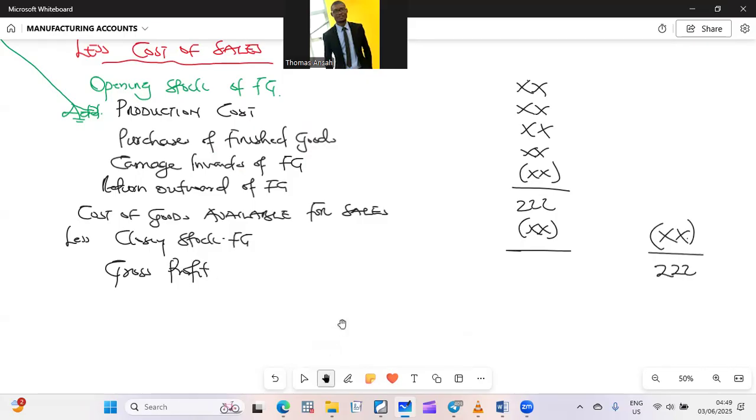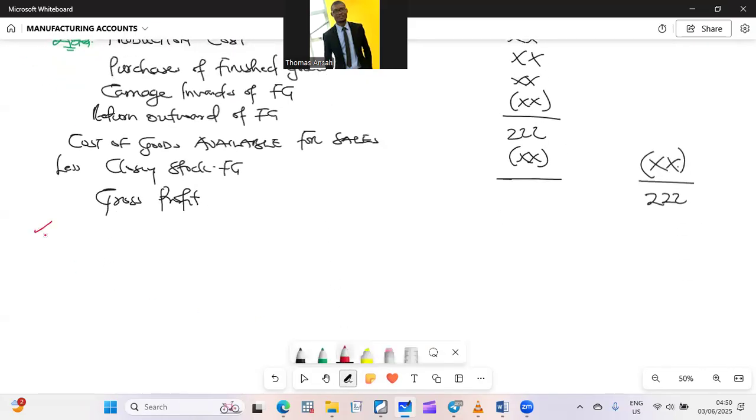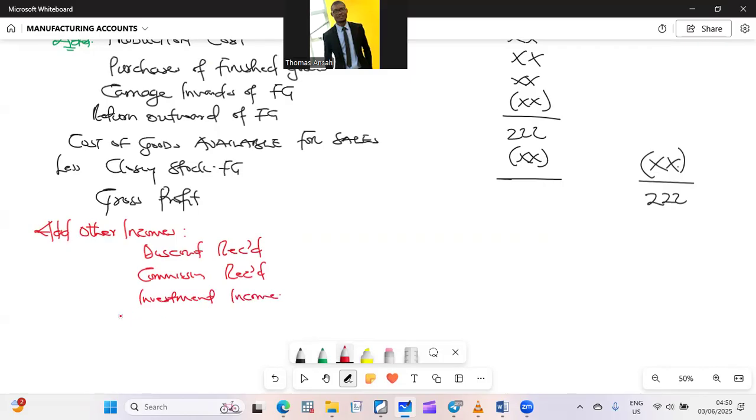And you remember what we used to do from here? You add other income, right? The same thing. And what were some of the other incomes? I think you remember discounts received, right? Commission received, investment income, gain on disposal. You remember all those things now, right? So you add all of them.